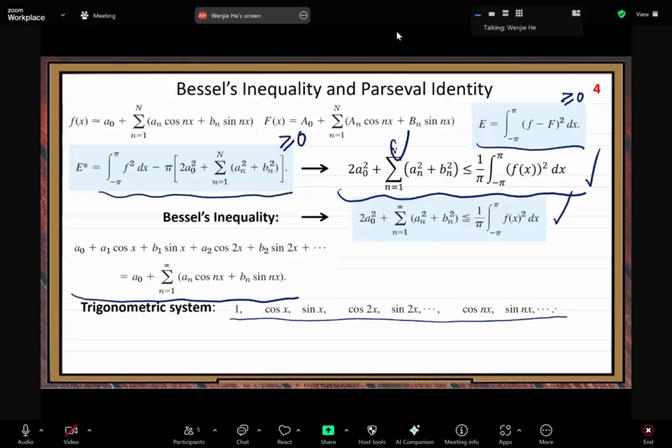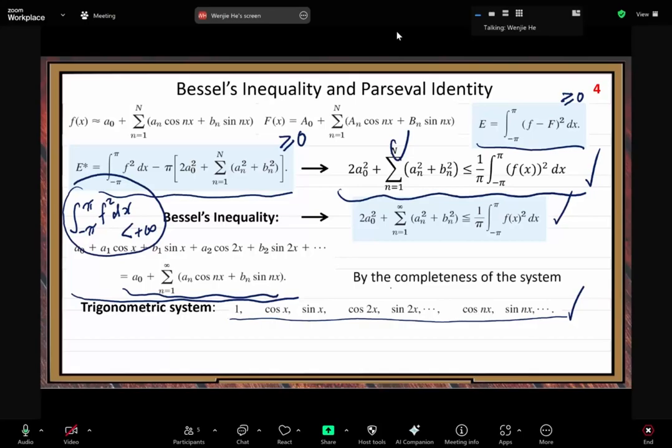So all the functions with the property that the integral of f squared dx is less than infinity. The square of this function has a finite integral. All these functions, we can use these basis functions to represent, to approximate using the Fourier series. And here we have the completeness of the system.